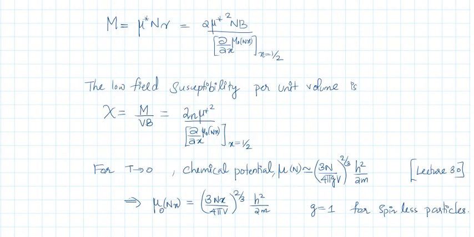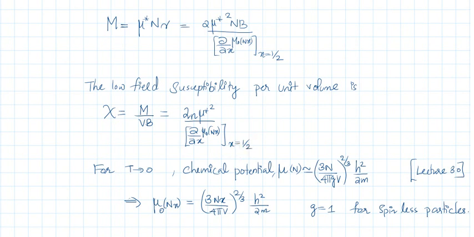Okay. So magnetic moment m equal to mu star nr. Substitute for this r value. Then you will get 2 mu star square nb divided by dou x of mu 0 of nx evaluated at x equal to half. So the low field susceptibility per unit volume chi is m by vb, and it is 2n mu star square divided by dou x of mu 0 of nx evaluated at x equal to half.